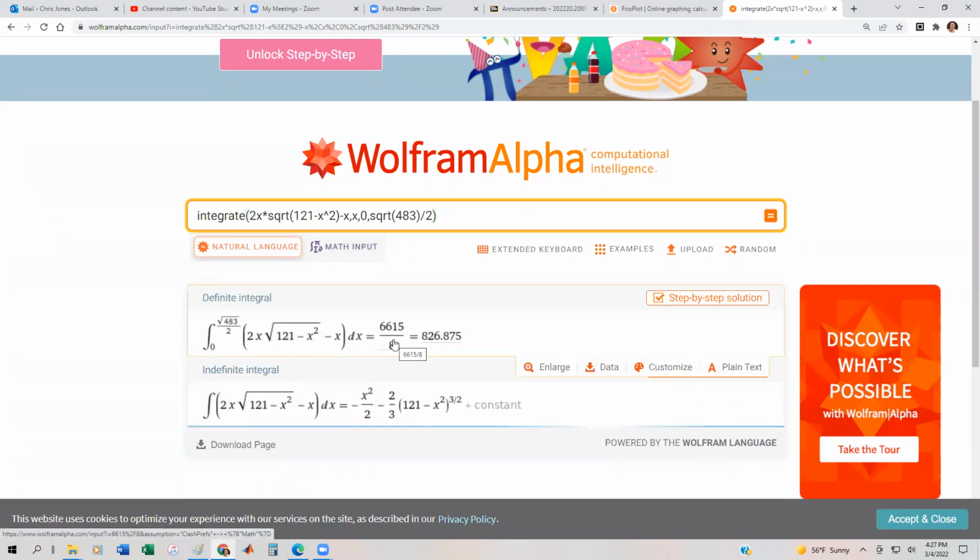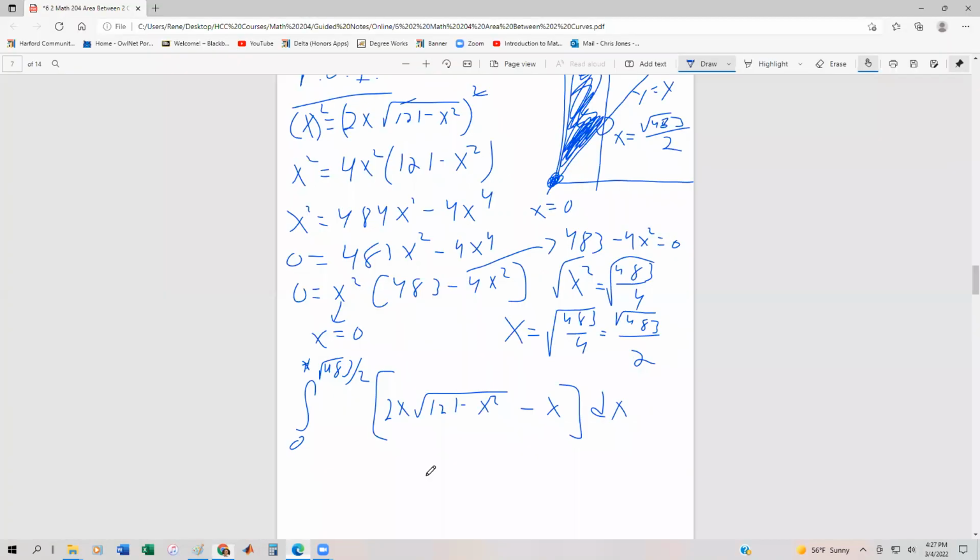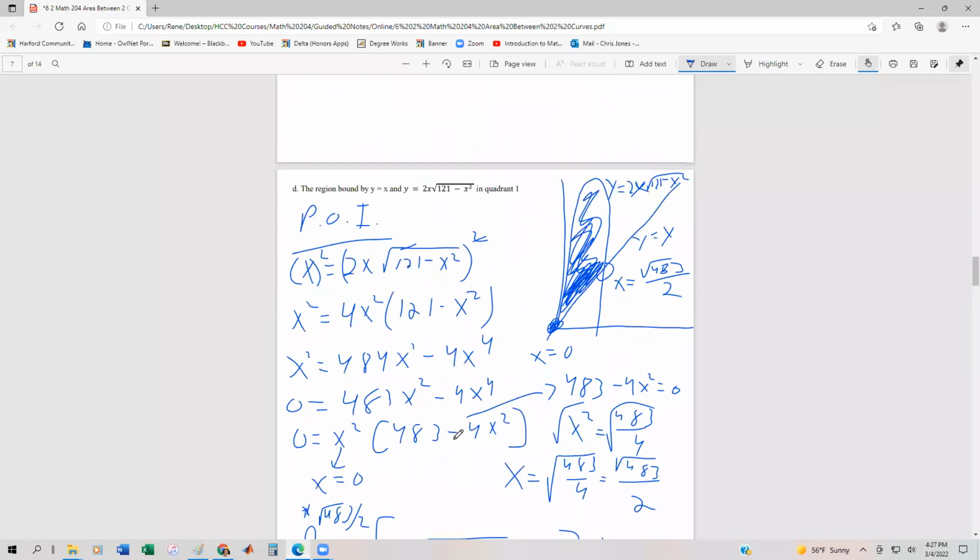6615 over 8. Now that doesn't get us any credit on the exam whatsoever, except that we set it up. We actually have to evaluate this for ourselves. But right now we know the area, or at least we think we know the answer.